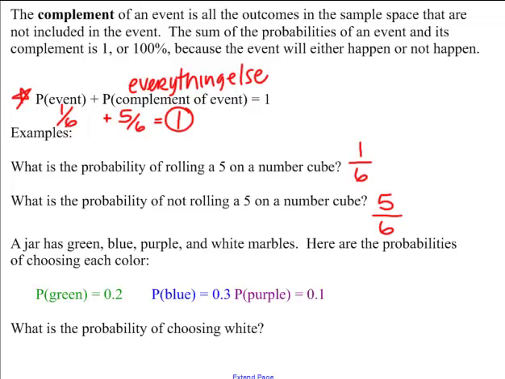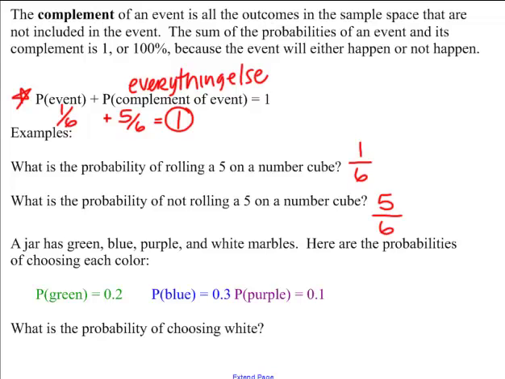So here's the type of problem that you're going to get. The first 2 are really too easy. So let's say that a jar has green, blue, purple, and white marbles. Here are the probabilities of choosing each color. Probability of choosing green is 0.2 or 20%. Probability of blue is 0.3 or 30%. And purple is 0.1 or 10%. What is the probability of choosing white?